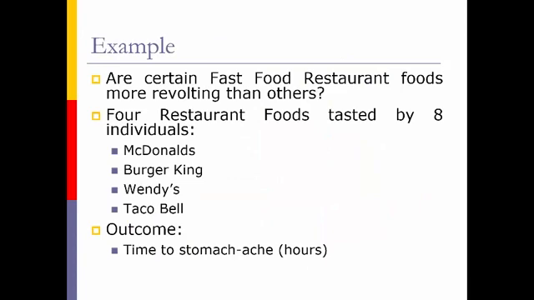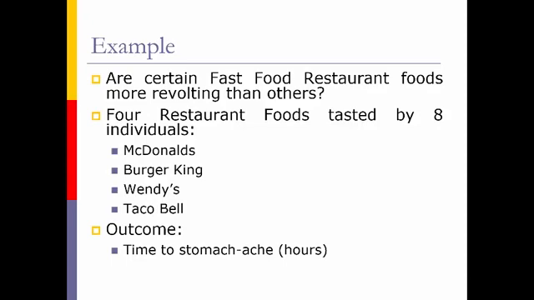So let's look at an example. We have, are certain fast food restaurant foods more revolting than others? We're going to look at McDonald's, Wendy's, Burger King, and Taco Bell. And our dependent variable is the time to a stomachache. So we're using the same people, right?